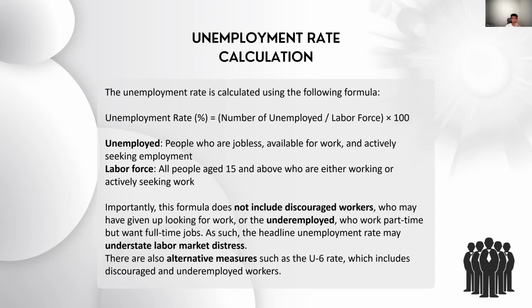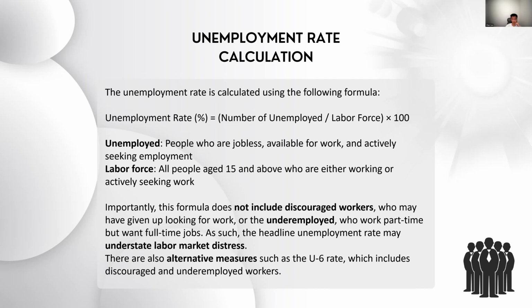The next is unemployment rate calculation. The unemployment rate is calculated using the following formula. Unemployed are people who are jobless, available for work, and actively seeking employment. Labor force is all people aged 15 and above who are either working or actively seeking work.